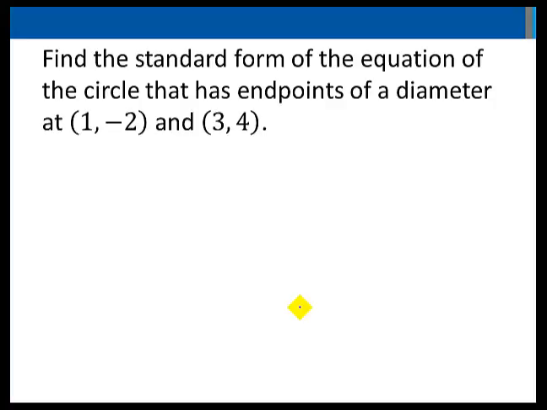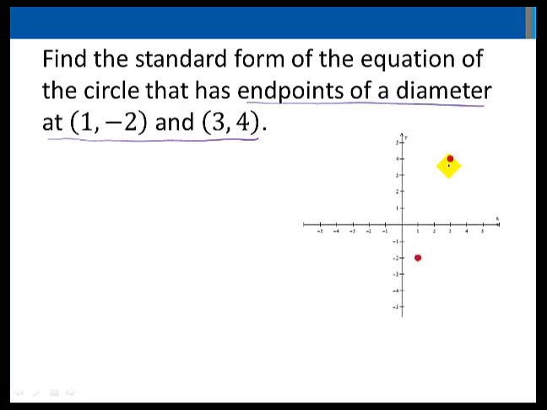Find the standard form of the equation of the circle that has endpoints of a diameter at (1, negative 2) and (3, 4). It helps me to sketch a graph sometimes to at least put these 2 points on a coordinate system to see what's going on. So I have a circle. The point (3, 4) and the point (1, negative 2) are endpoints of a diameter. So that means I have a diameter of my circle connecting these 2 points. And I might even sketch a rough graph of what the circle will look like.